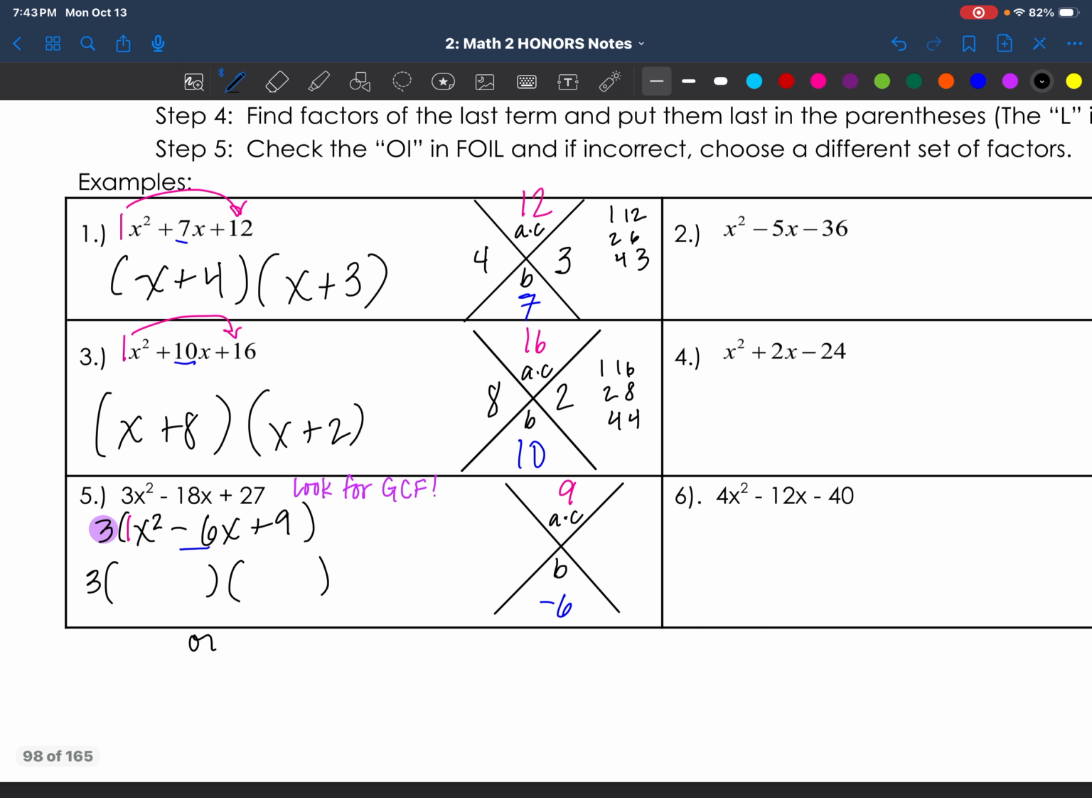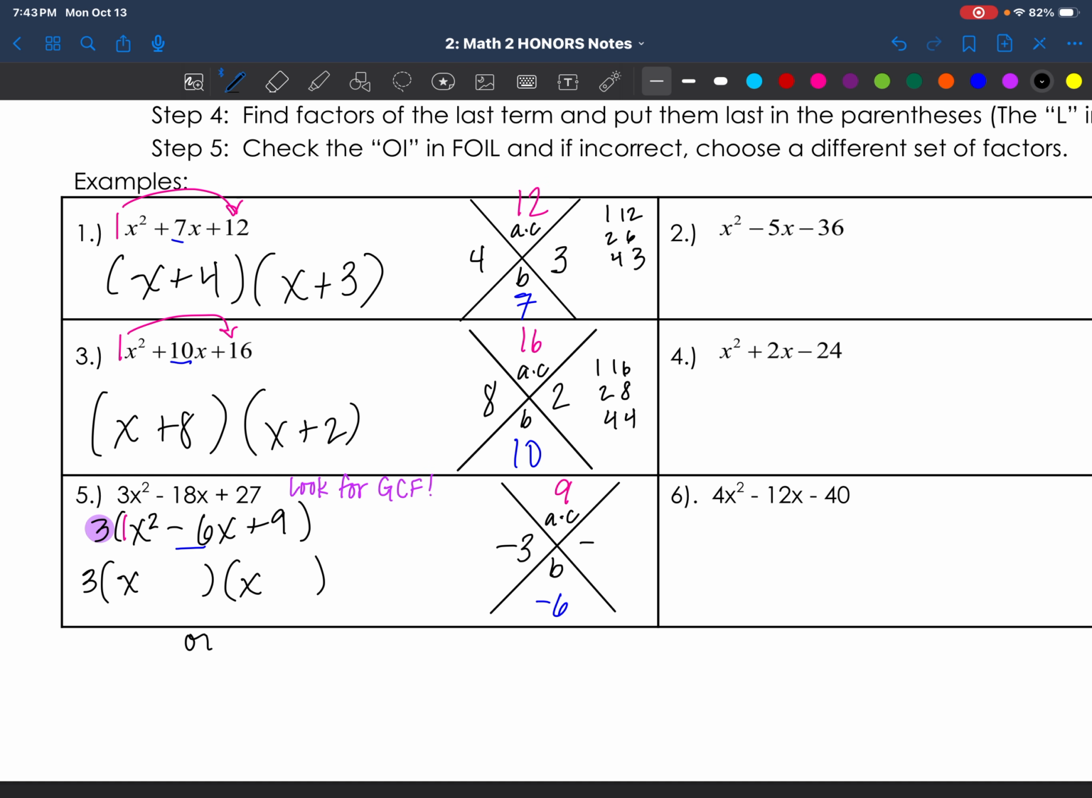All right, and then here is the trick. Look for GCF. So remember, I'm going to take 3 out of each term, and then I'm left with this part. Now, we're going to go 1 times 9, which is AC, but it needs to combine to give you negative 6. So I know it's going to be x and x here, but for negative 6, it's got to be negative 3 times negative 3. So in that case, x minus 3, x minus 3, so either of those would be correct.